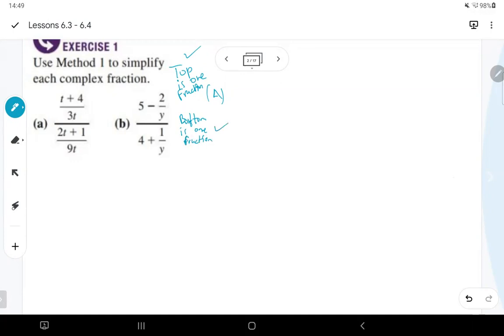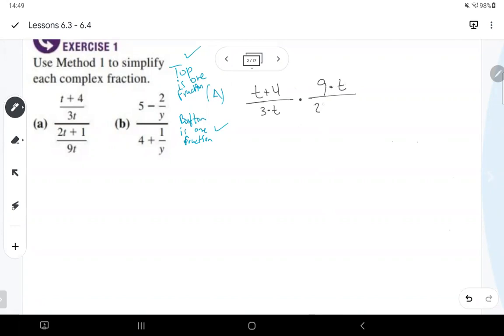So now what we have to do is just make sure that they're good to be simplified. So we're going to do t plus 4. You can't pull anything out of there. We'll go ahead and separate the 3 and the t. Then we have to multiply by the reciprocal, so we flip the second fraction and change it to a multiplication. The 9t was on the bottom, and it will now come to the top.